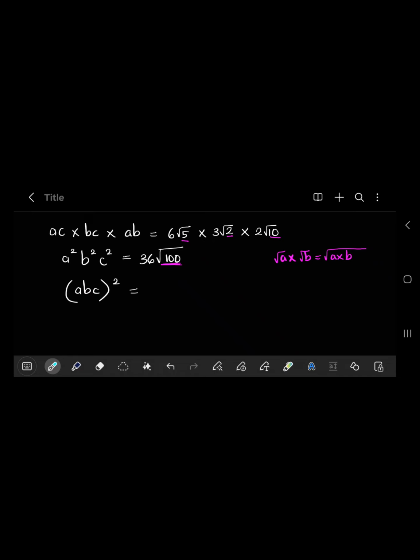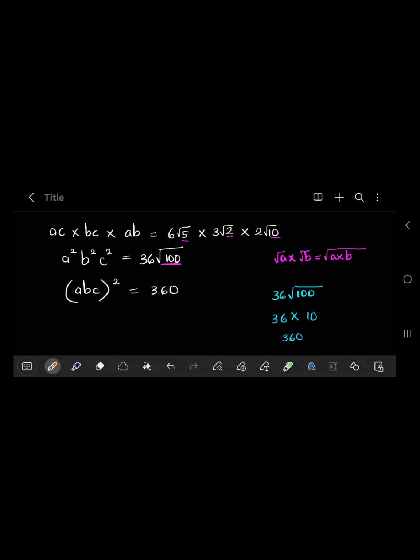Then I want to show you what happens to the right hand side, so how we can simplify 36 square root 100. Firstly, the 36 and the square root 100 are multiplied with each other, but the square root will act on the 100, and we know that the square root of 100 is 10. So essentially what we have here is 36 times 10, which is 360. So we can replace the right hand side of this equation with 360.